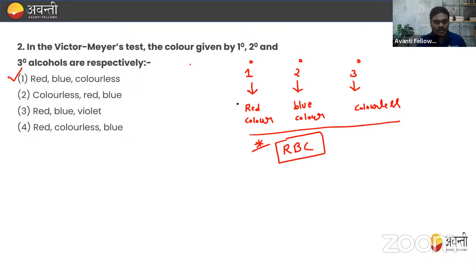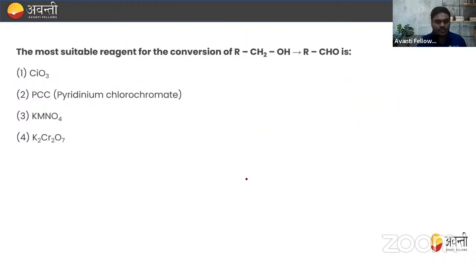Now, the next question is very important, and we just discussed this topic, right? Few seconds ago only. So I hope all of you try this question and give the correct answer. So the most suitable reagent for the conversion of this to this. You want to convert alcohol to aldehyde. So which one is the most suitable reagent according to you? Yes, I'm waiting for replies.